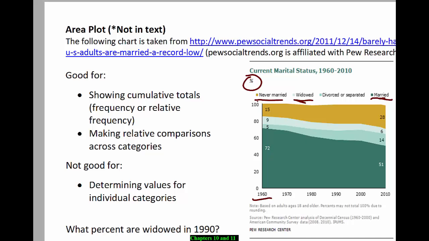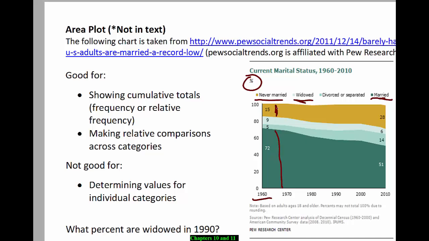So as you can see, it's good at showing the cumulative total. Here it's percentage, so they're supposed to add to 100. And it's good for making relative comparisons. We can see that this slice, 72, is much bigger than this slice, 15.